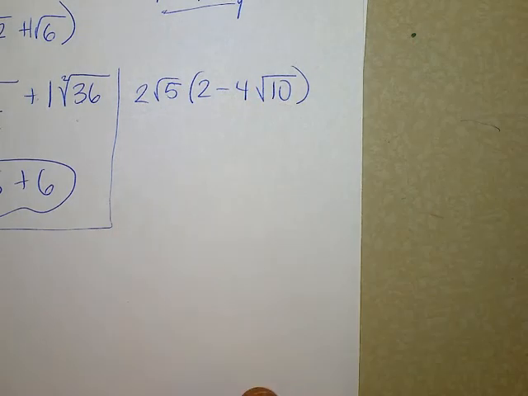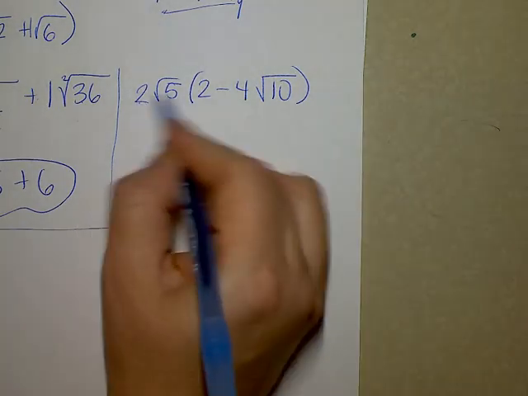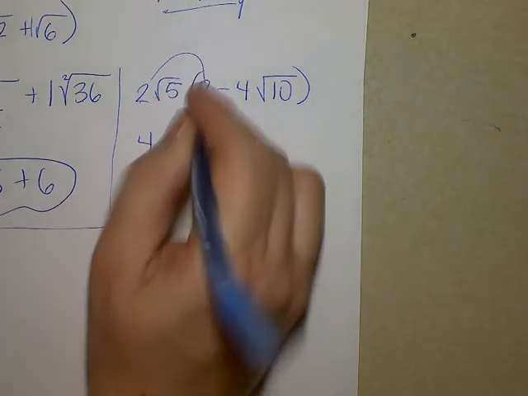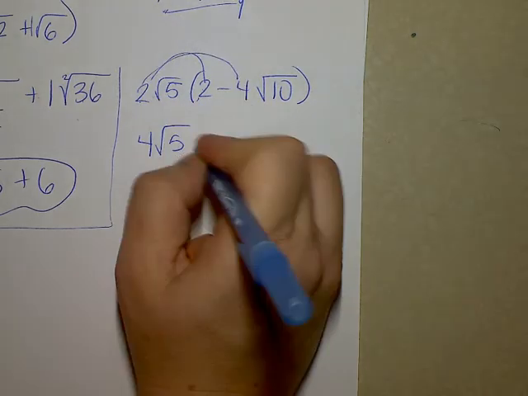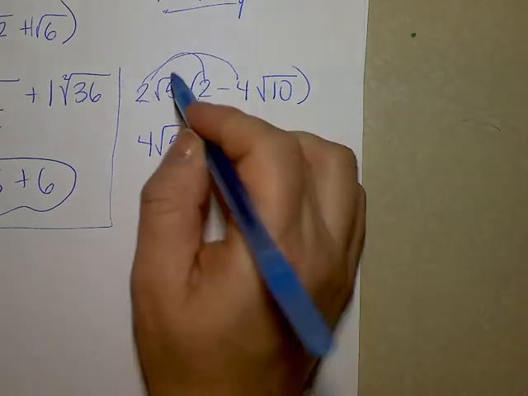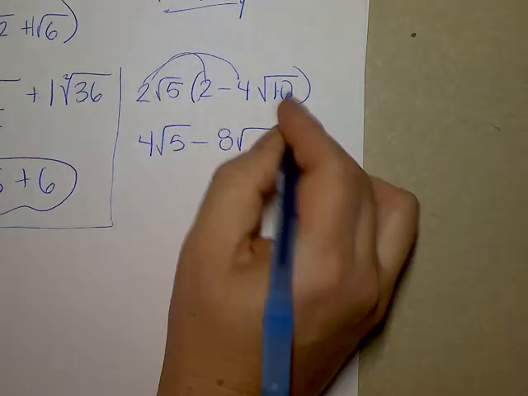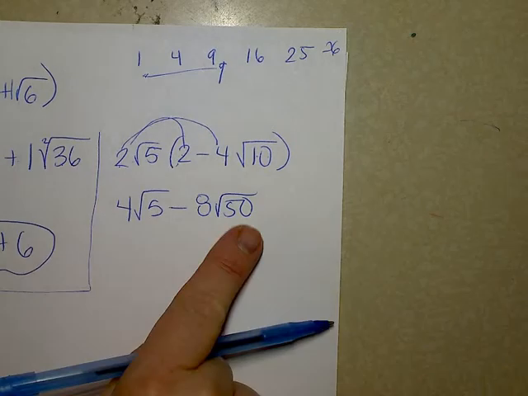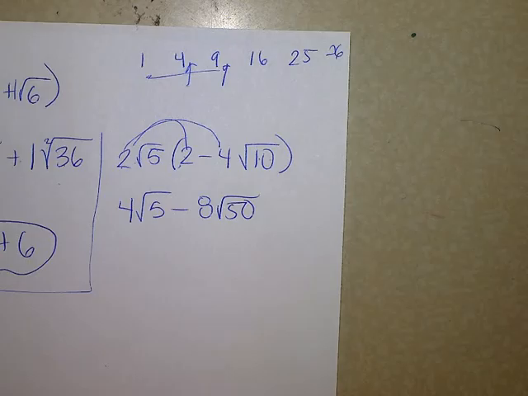Just watching, please, not writing down. Okay, 2 times 2 is 4, and you have a radical 5. 2 times negative 2 is negative 8, and you can multiply the radicals because they're the same nth root. 5 times 10 is 50. Okay, let's go back up to this list since we happen to be working with squares. Here's 5. Does anything to the left of it nicely divide in and reduce it?